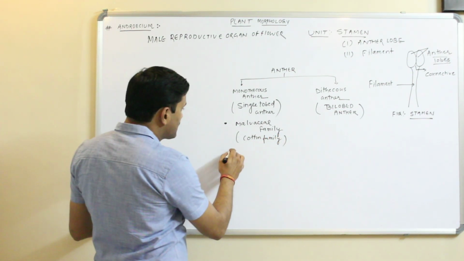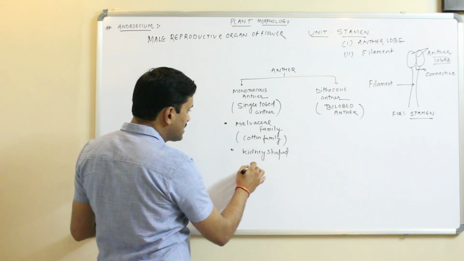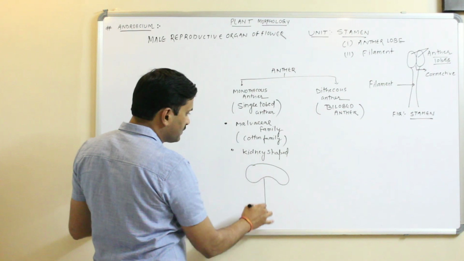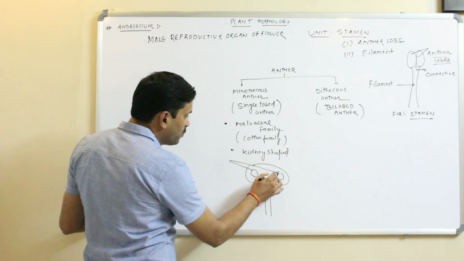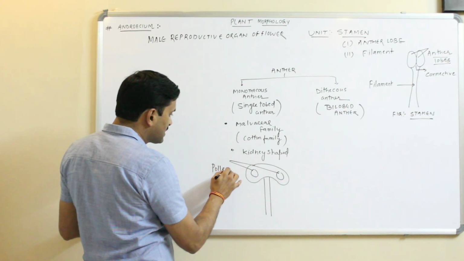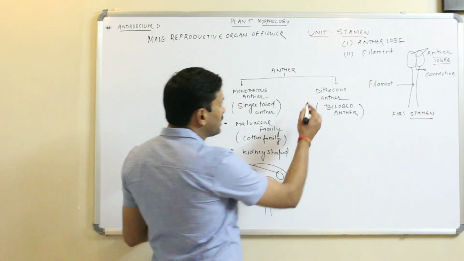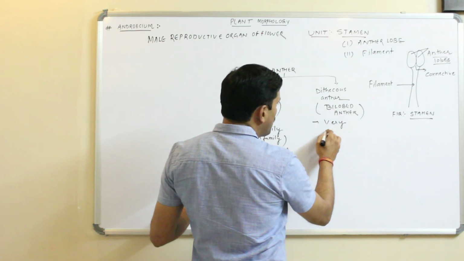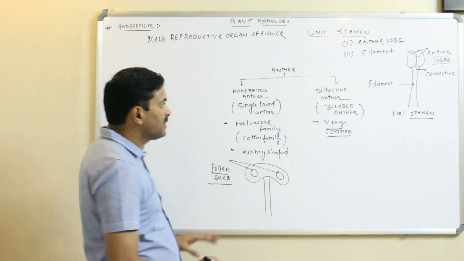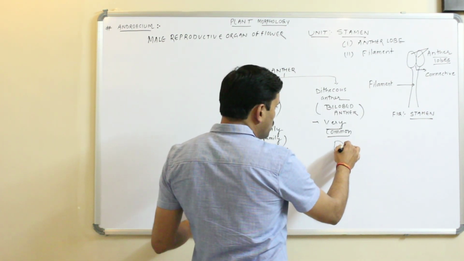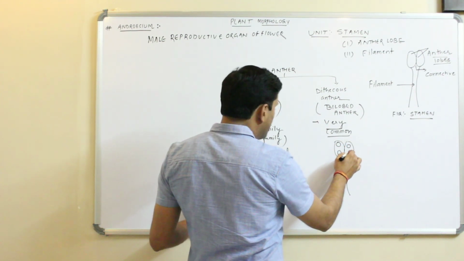The Malvaceae family is known as the cotton family. It is kidney shaped, like this type, and it has only two pollen sacs. While the dithecous anther is very common, generally all the families are dithecous, like this type. Two lobes are present, and in these two lobes, four pollen sacs are present.